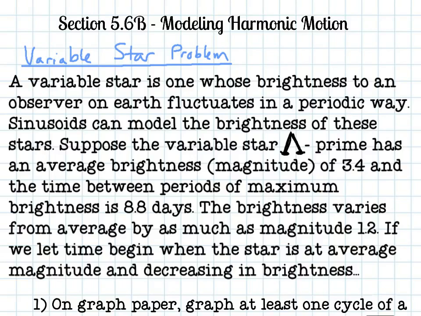Today's lesson, section 5.6b, and we're talking about modeling harmonic motion. So here I have a problem called the variable star problem, and we're going to use this as our example to help us see how we model harmonic motion. And so let's read it together.